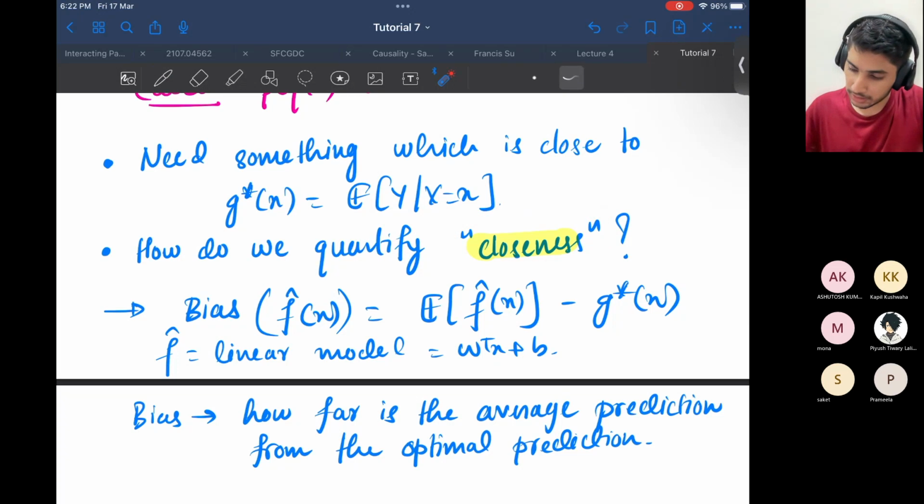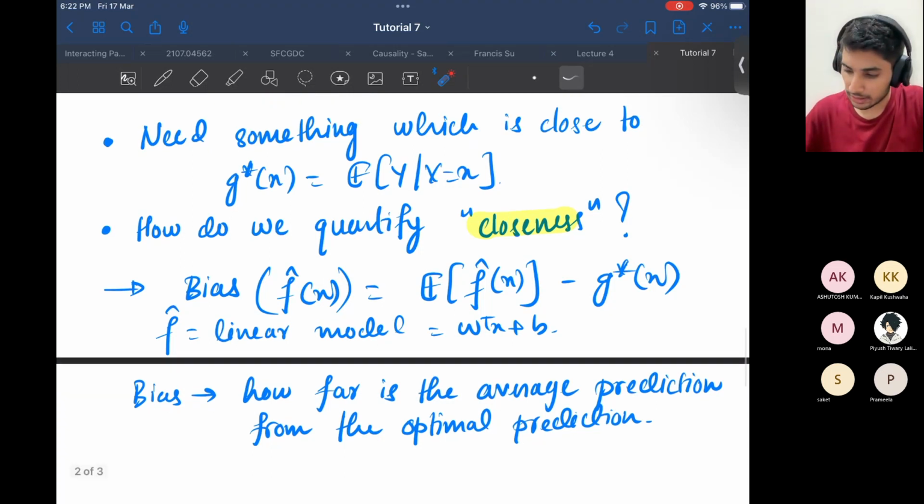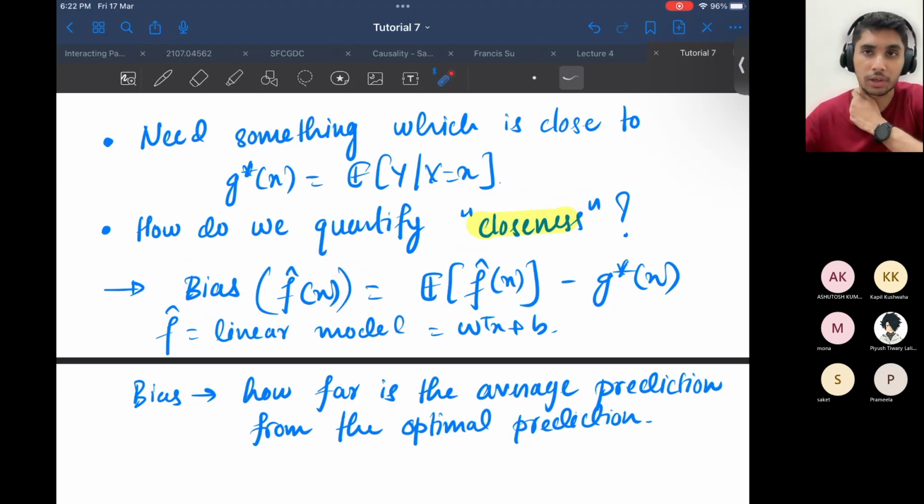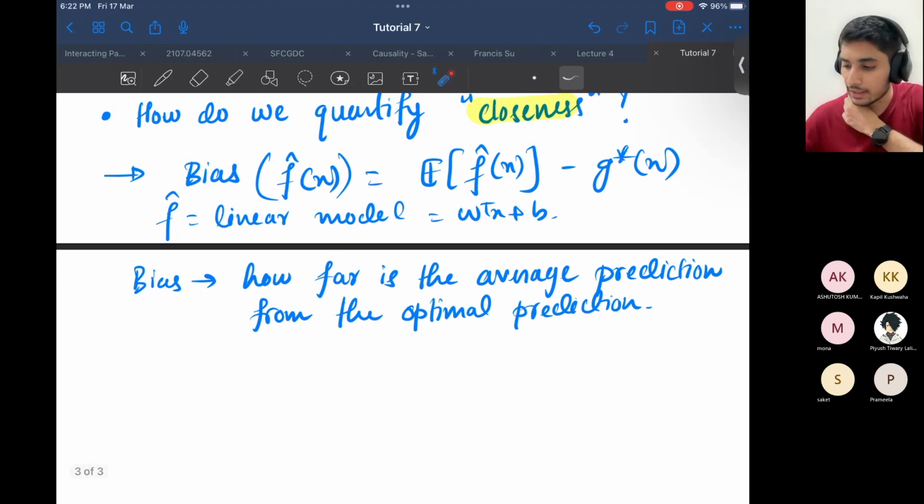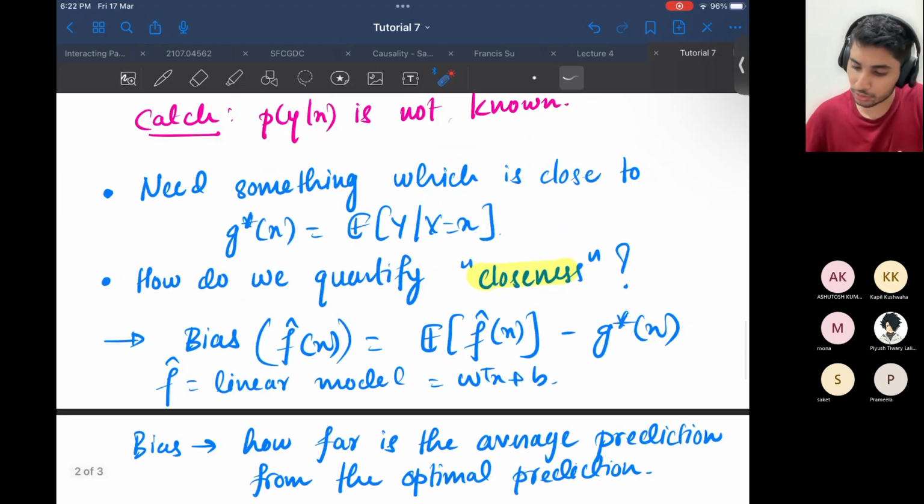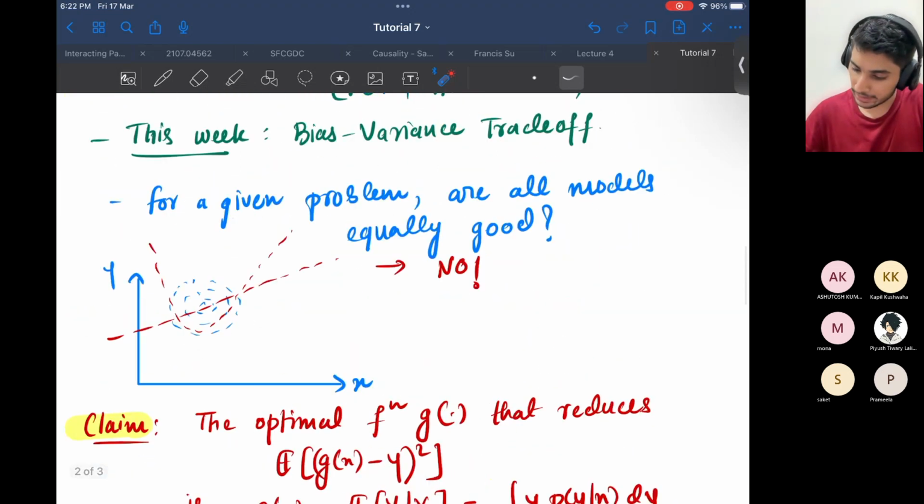I hope you can see that. If this is not clear to you, maybe you can just ask questions, but I hope I'm able to convince you that quantifying closeness is done by something called the bias of the model. Having said that, the next question that someone might ask is, okay, so is bias enough? Is the concept of bias enough for our original question?